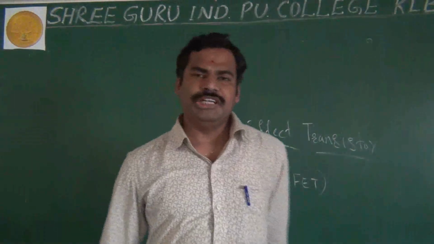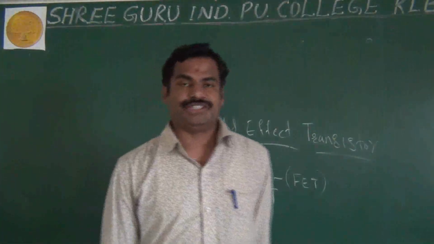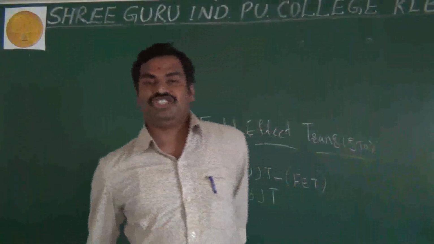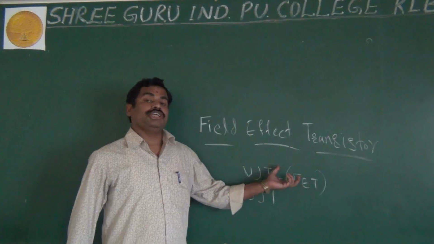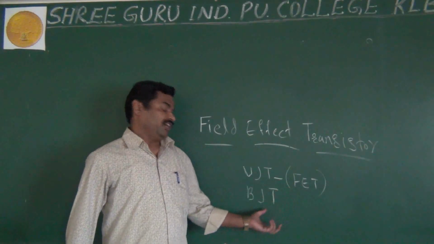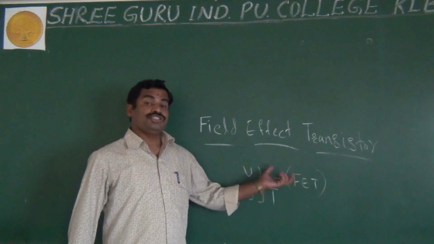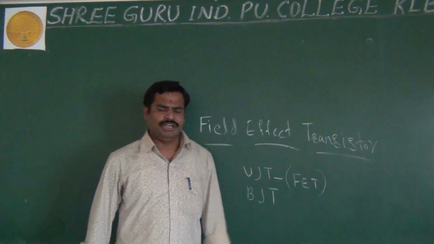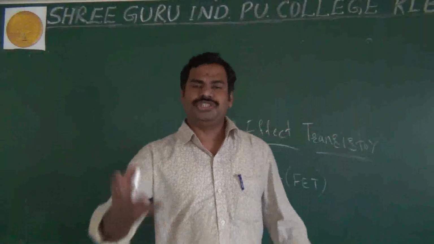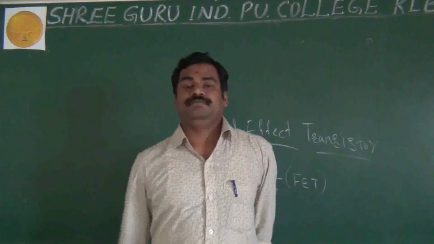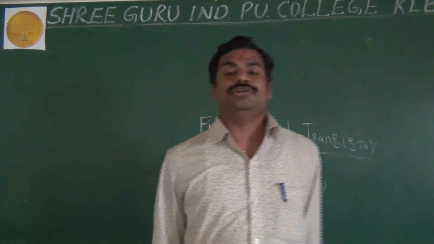Actually, the BJT or your transistor is a first generation type of device. They invented the BJT first, then they invented the FET. The FET is also called second generation device. The BJT is called first generation device, but FET is called second generation device. And if your BJT is already there, then why are you using the FET? What is the importance of FET? What are the advantages of FET and why are you using the FET?